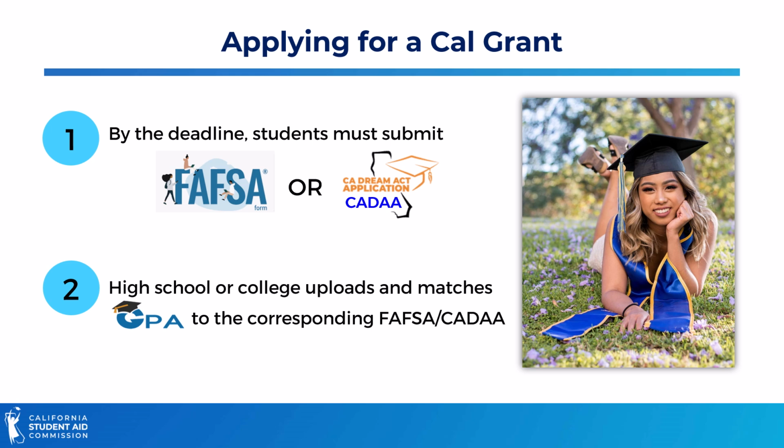To start, the Cal Grant application process consists of a completed on-time financial aid application, either the FAFSA or the CADA, and an on-time GPA that has been matched to the financial aid application. Both the application and the GPA must be received by the deadline to give students Cal Grant consideration.